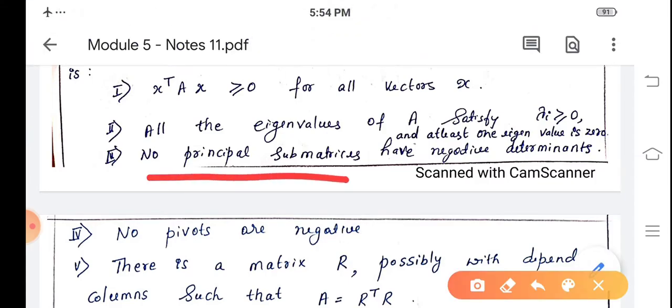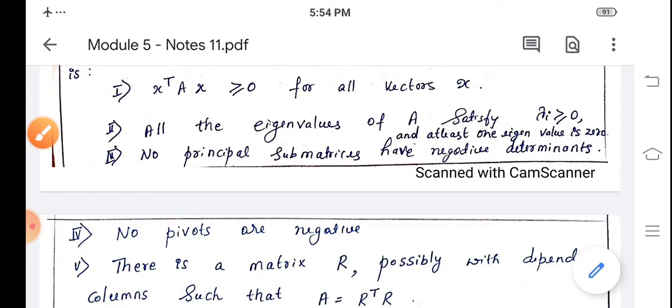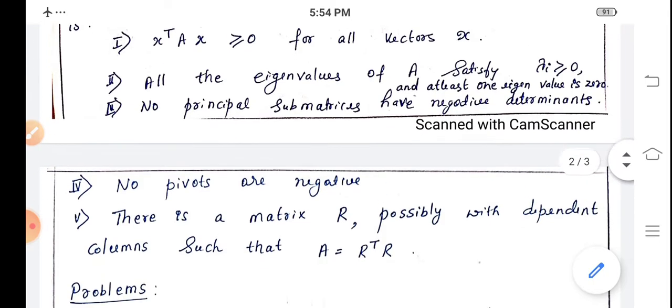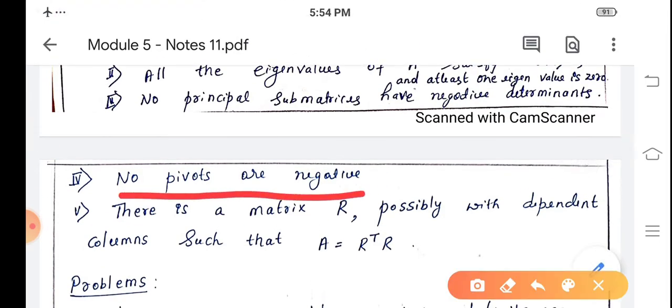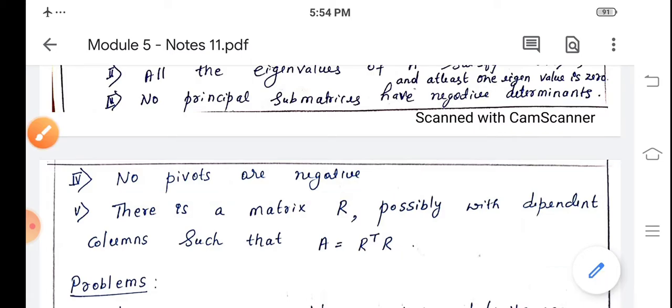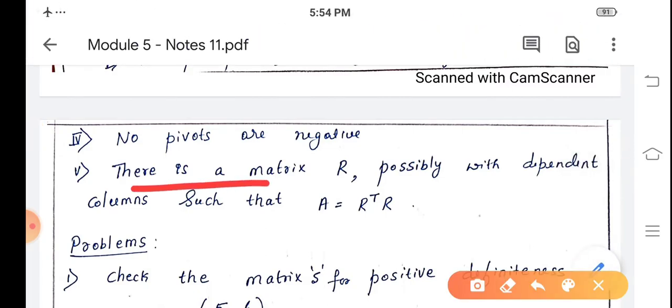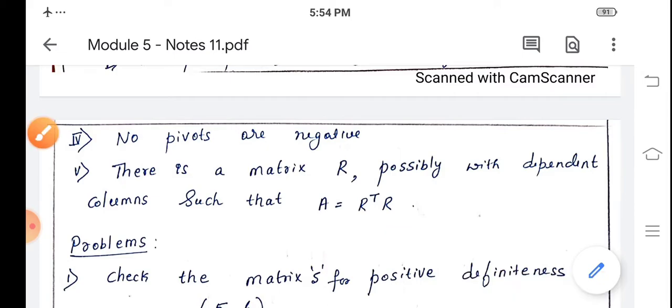No principal submatrices have negative determinants. That means if we take all the upper left submatrices, their determinant should be greater than or equal to 0. And no pivots are negative. So all the pivots are greater than or equal to 0. And there is a matrix R with dependent columns such that A can be written as R transpose R.